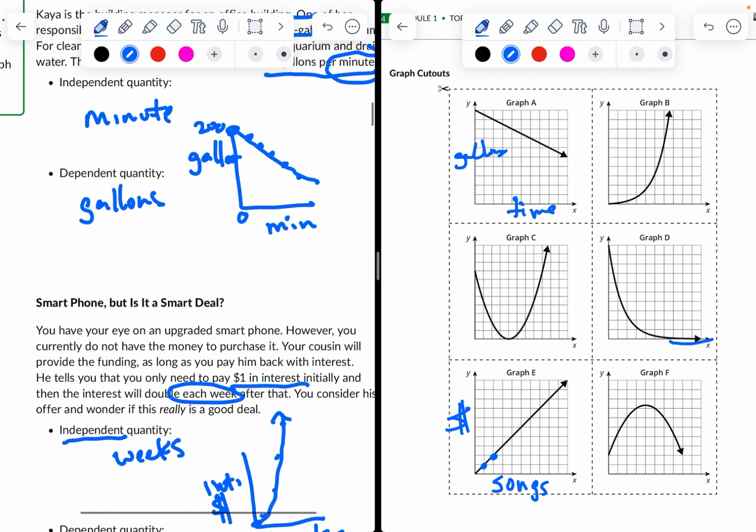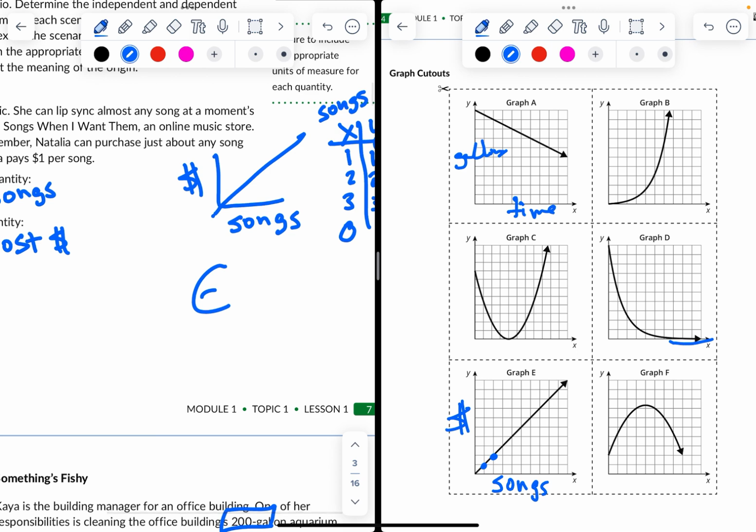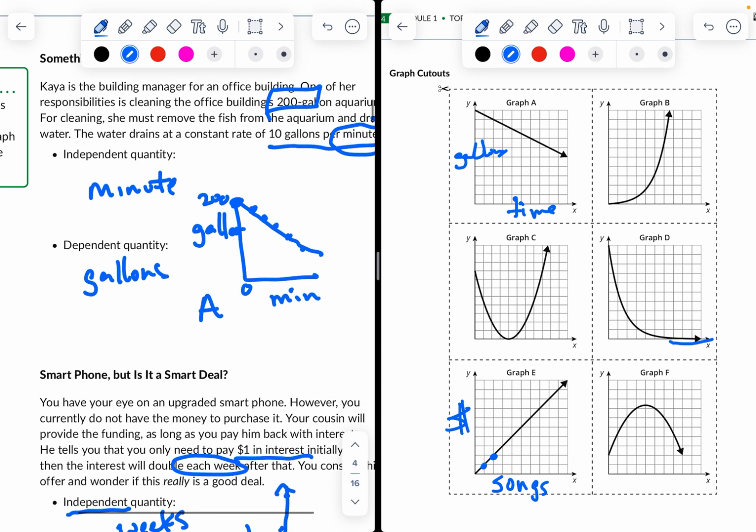And I apologize, I should have put that this was graph A, and this other one, the songs one, was graph E. Oh, I did put that.